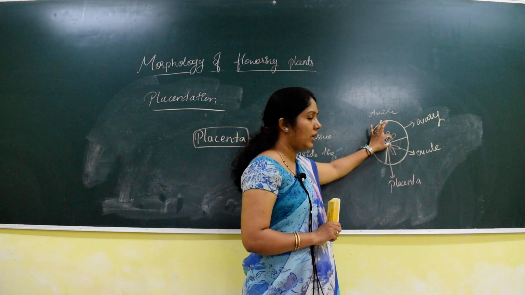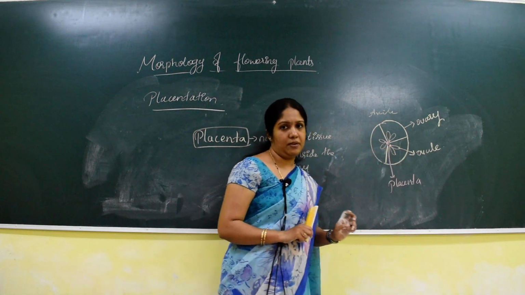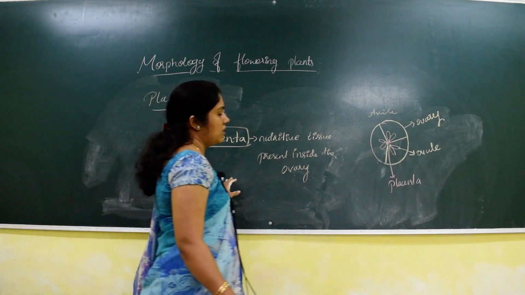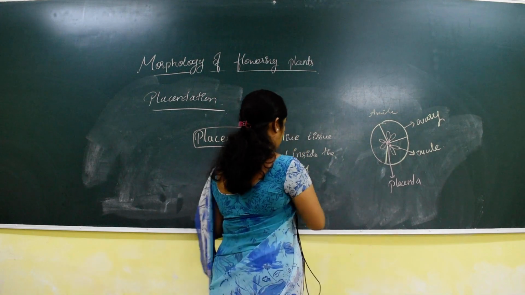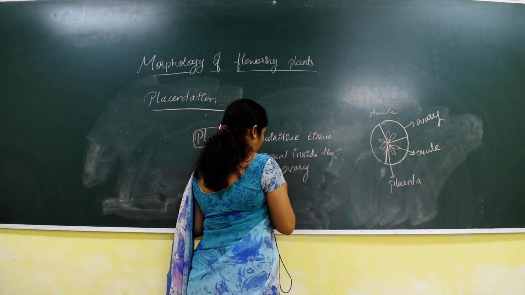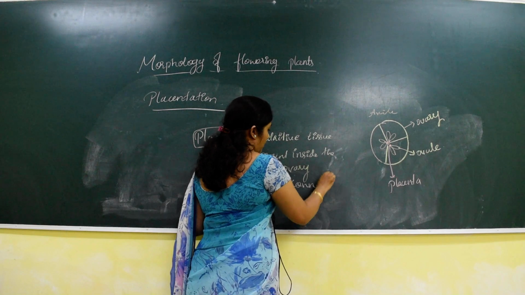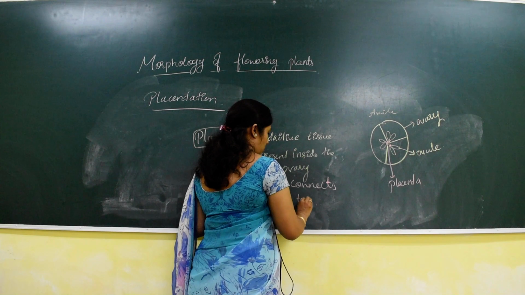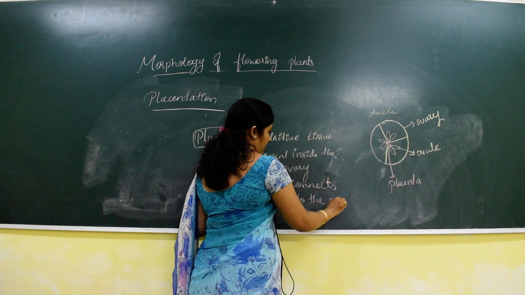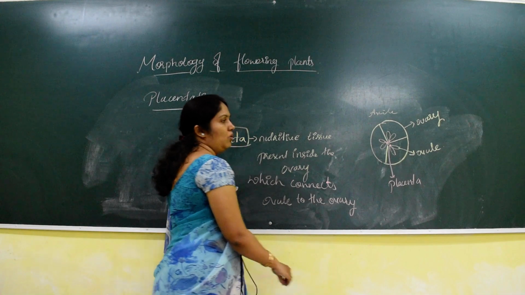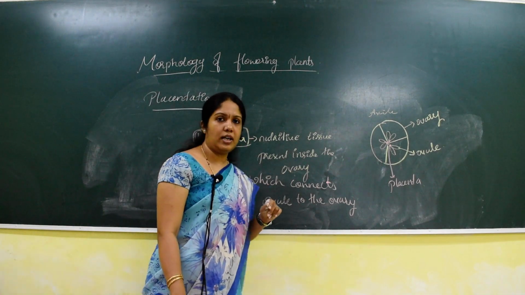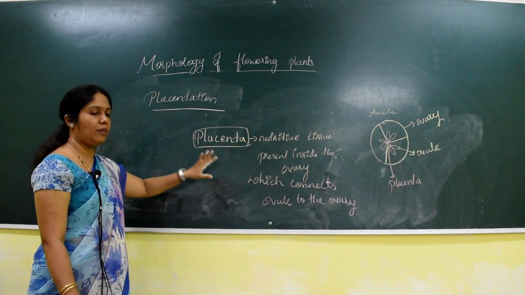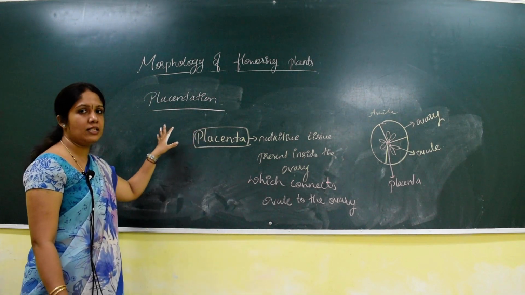ಈ ಓವ್ಯೂಲ್ಸನ್ನು ಓವರಿ ಕನೆಕ್ಟ್ ಮಾಡೋದೇ ಯಾವುದು ಅಂದರೆ ಪ್ಲಾಸೆಂಟಾ. So placenta, it is a nutritive tissue which is present inside the ovary, which connects ovule to the ovary. Ovule to the ovary itself is called as placentation. So that is a placenta, and the mode of arrangement of placenta within the ovary is called as placentation.